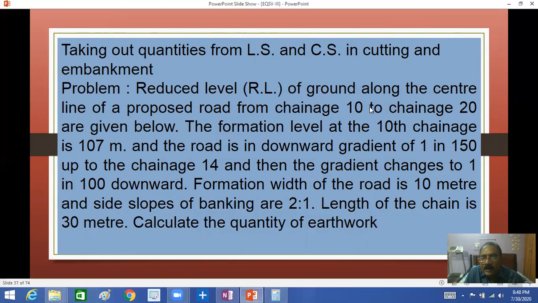See, there are chains 10, 11, 12, 13, 14, 15, 16, 17, 18, 19, 20. At the 14th chain the gradient changes: instead of 1:150, it is changed to 1:100 downwards. The formation width of the road is 10 meters and the side slope of banking is 2:1. The length of a chain is 30 meters. This is very important. Calculate the quantity of earthwork.